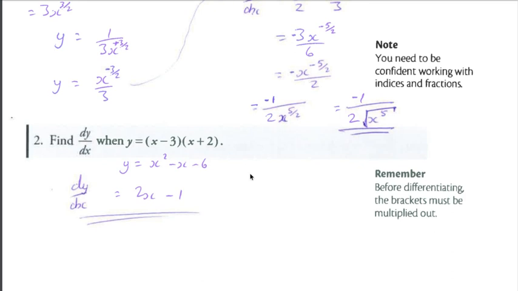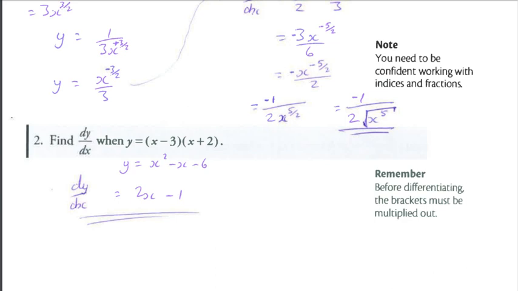Question number 2, a bit nicer. So find dy dx when y equals bracket multiplied by bracket. So multiply out the brackets using FOIL. And then we have x squared minus x minus 6. So at this point, we're going to differentiate. So it was y equals, now it's dy dx equals. Please get your notation right.